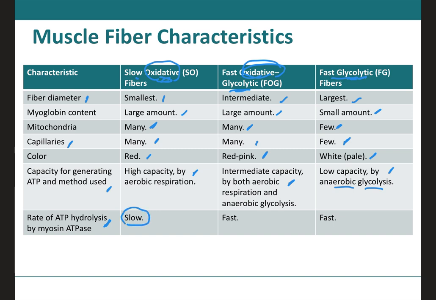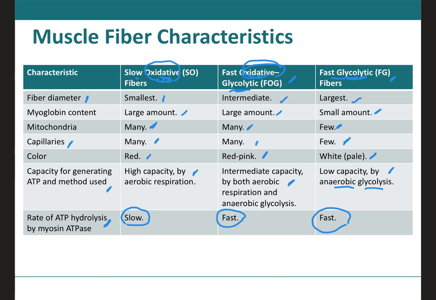Now, with regards to the rate of the ATP hydrolysis, the SO fibers are going to be slow, meaning that they're going to form fewer cross bridges between the myosin and the actin. And on both the fast oxidative glycolytic and the fast glycolytic fibers, it's going to be fast, because they're going to be able to break down ATP faster, and therefore they're going to be able to form the cross bridge between the myosin and the actin even faster. So they'll be able to contract at a faster pace.